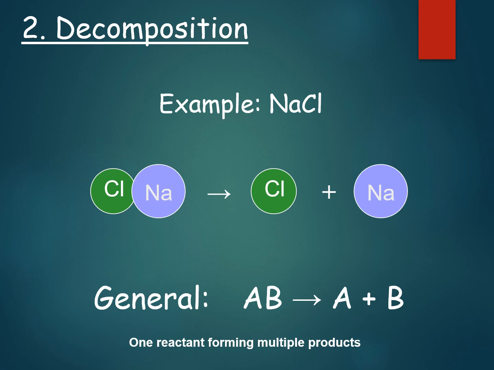The second reaction that we have looked at is a decomposition. It is the opposite of synthesis. It is the falling apart of a compound. And so in this particular example, we've got sodium chloride. This would be in the solid form. Falling apart to create chlorine gas and sodium. It is represented with only one reactant, so one thing on the left-hand side of that arrow, forming multiple products. In this example, 2 different products.